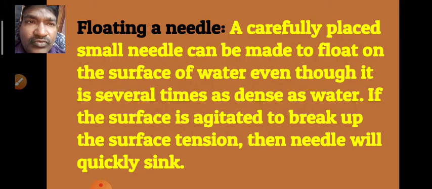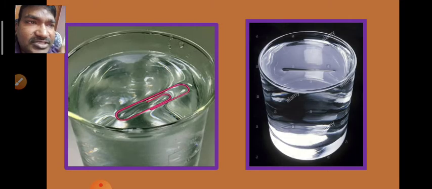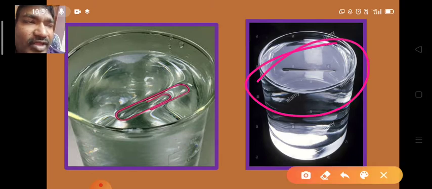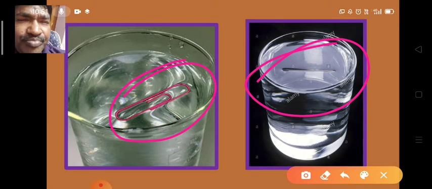Now floating a needle. We can float a needle or a paper clip on the water surface as shown in this picture. Look here. Here in this picture, a needle is floating on the surface of the water. Here a paper clip is floating on the water. This is due to the surface tension or surface energy phenomenon.